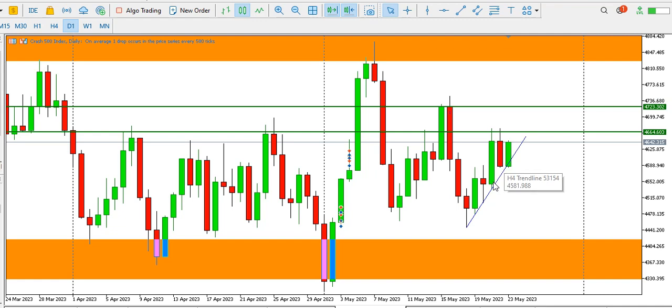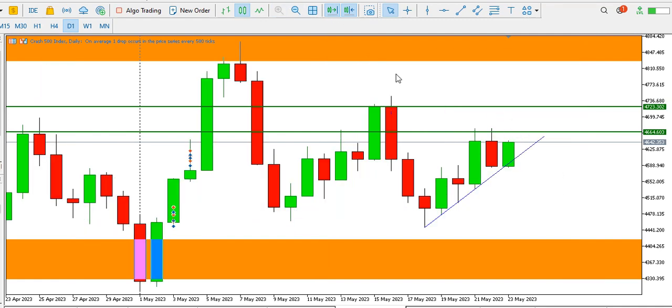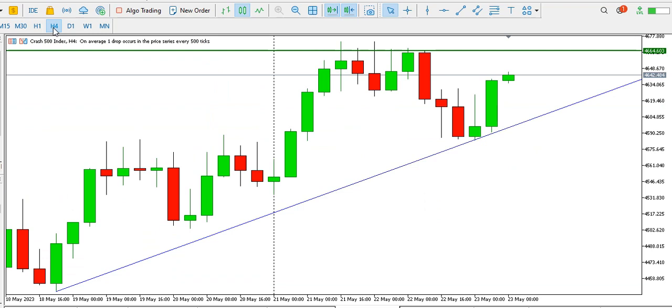So for now, price is going up. Price of Crash 500 is going up, and the first stop is likely 4664 before we get to 4732. So if you are trading Crash 500 index and you can trade against the spike, you might consider buying Crash 500 index. On the 4 hour time frame, look at the ascending trend line.